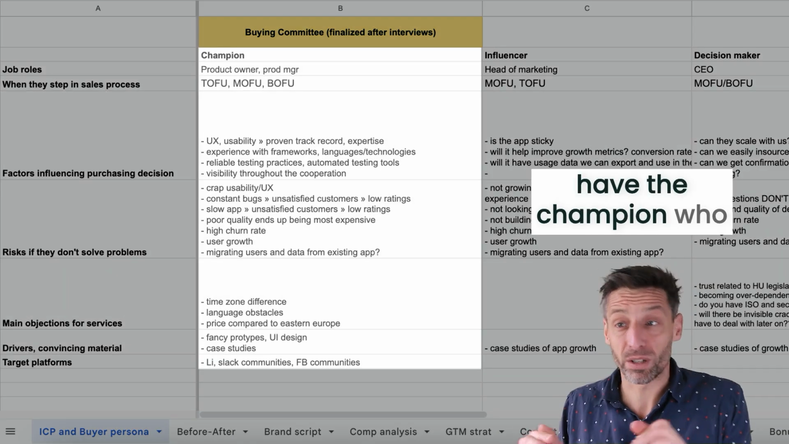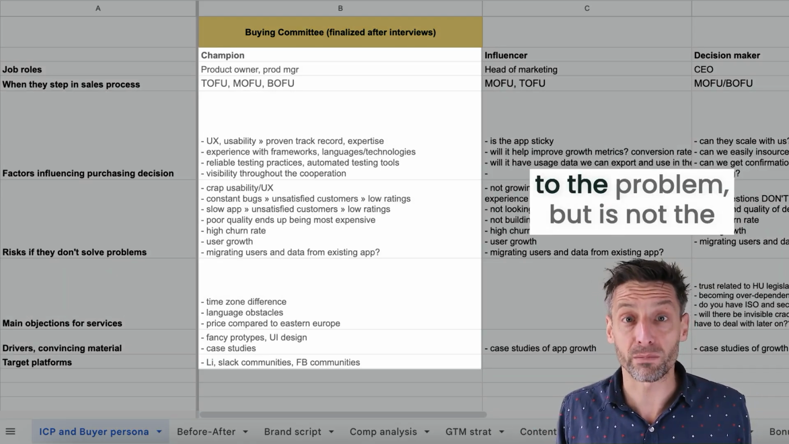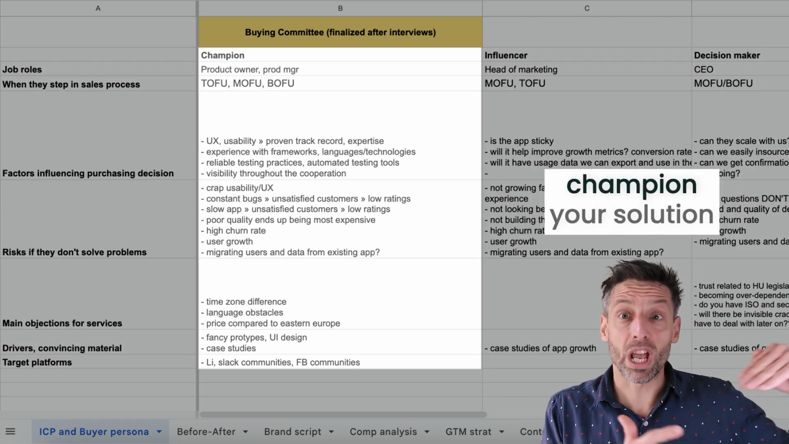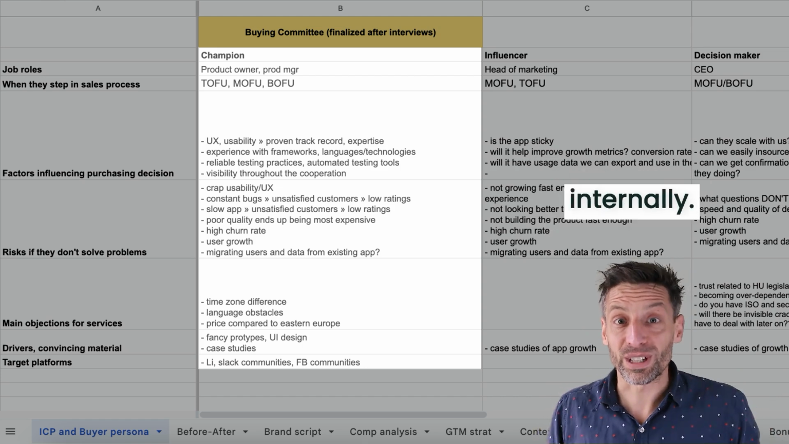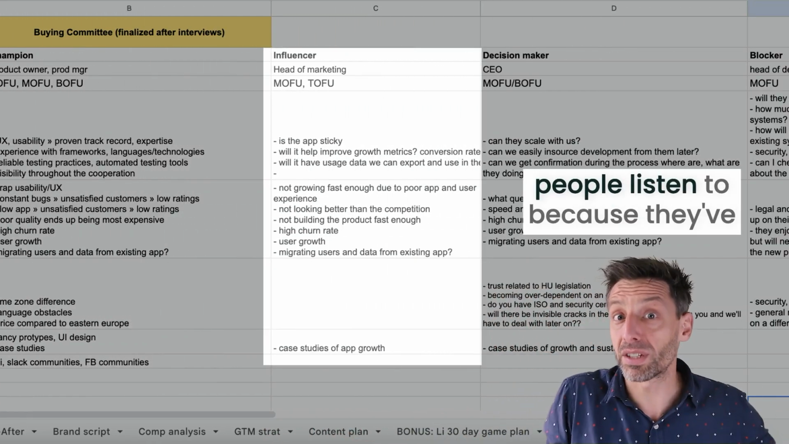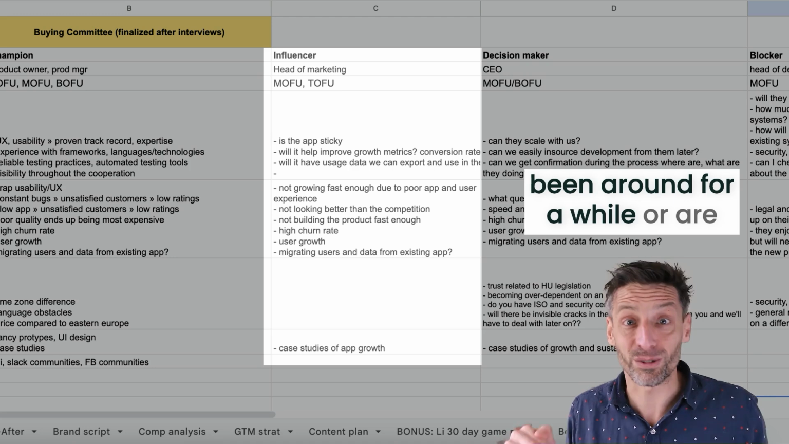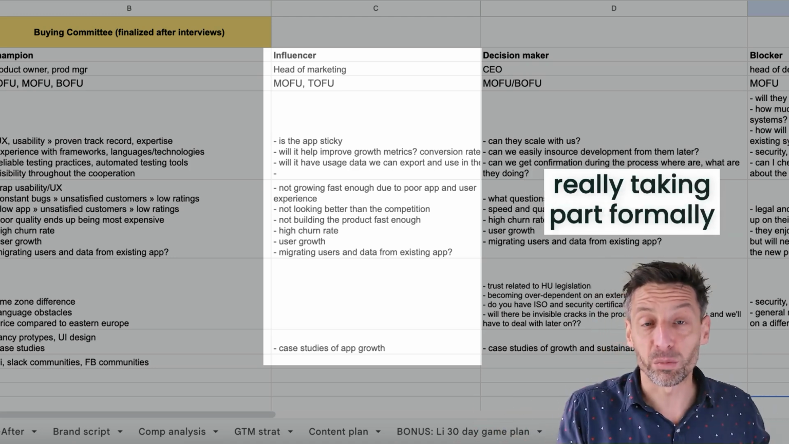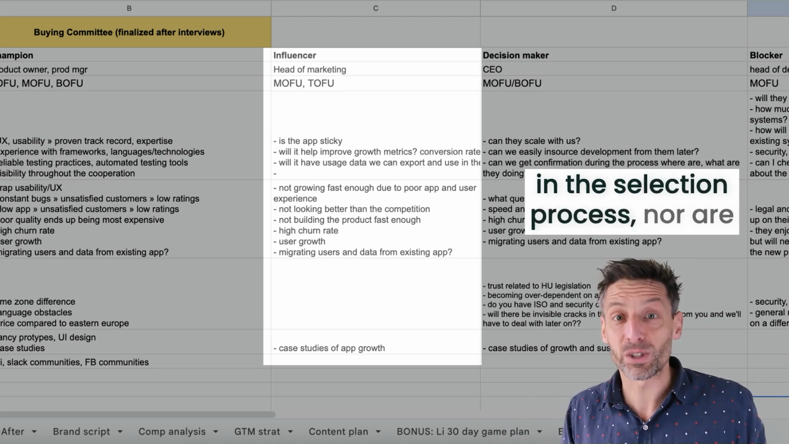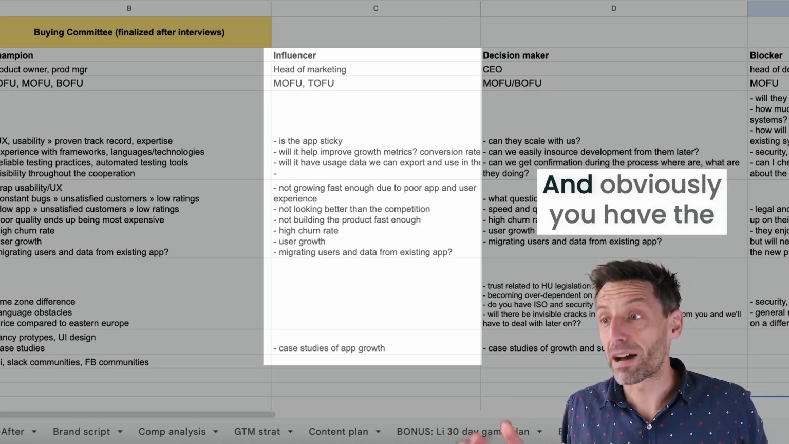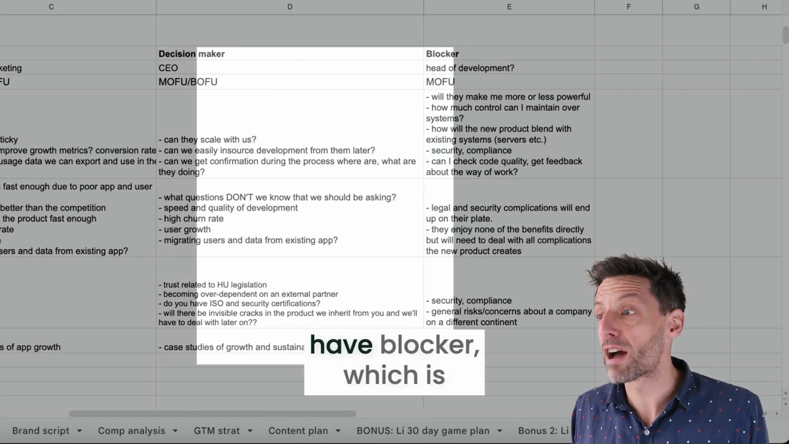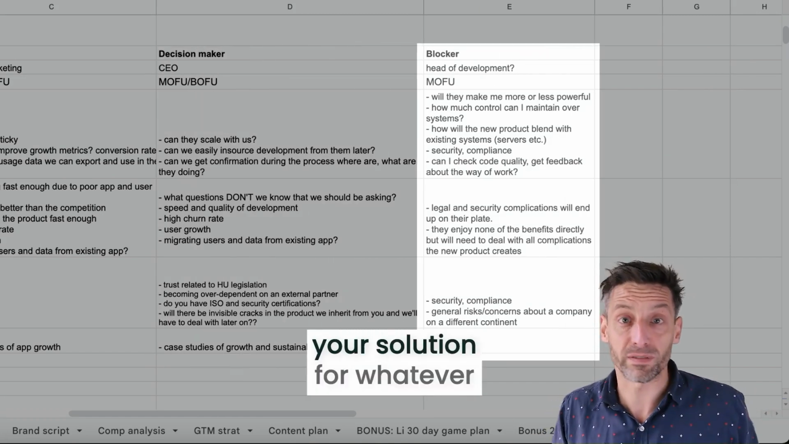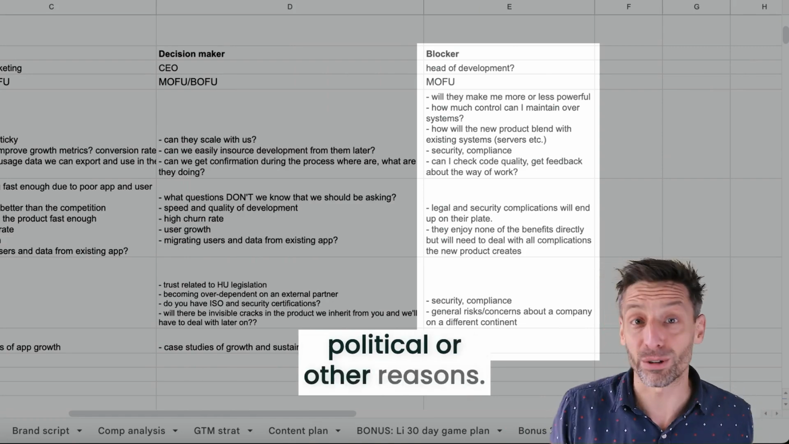So we have the champion, who is typically the person closest to the problem, but is not the decision maker. The champion is going to champion your solution internally. We're going to have an influencer who a lot of people listen to because they've been around for a while or are knowledgeable, but they're not really taking part formally in the selection process, nor are they making the decision. And obviously you have the decision maker, and you have the blocker, which is people who are opposing your solution for whatever political or other reasons, okay?